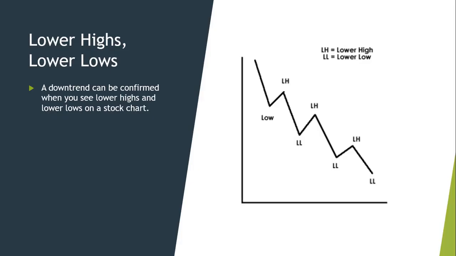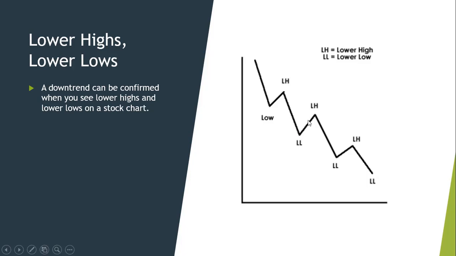A downtrend is quite the opposite. This can be confirmed when you see lower highs and lower lows on a stock chart. So come over here, you see the stock coming down, it hits a low. The stock isn't going to crash all the way to the bottom at once. It's going to fall down like it did right here. Then it's going to come up a little bit. Then it's going to fall again. And what we see here, this low is lower than this low.